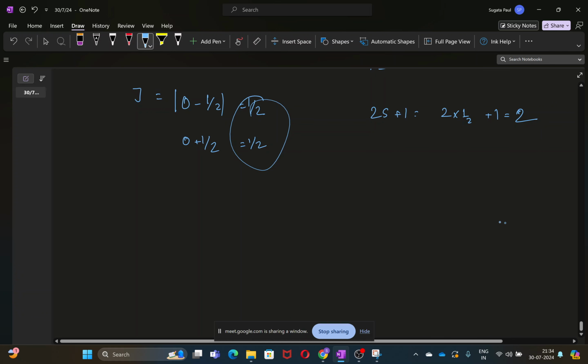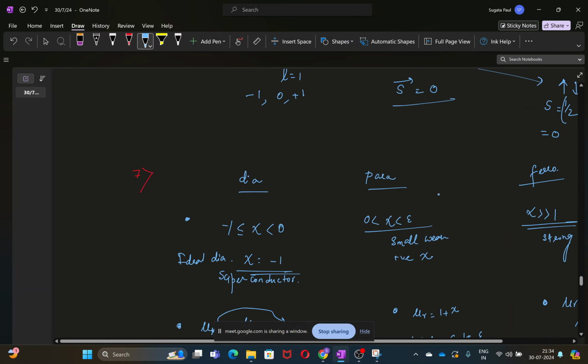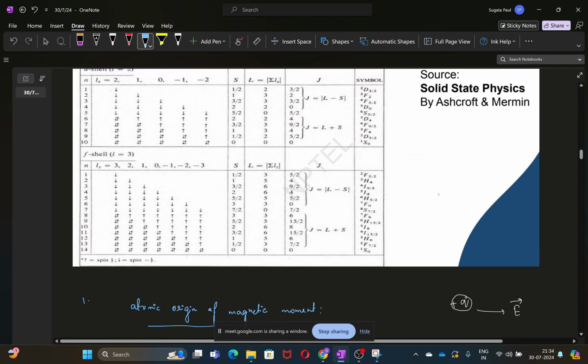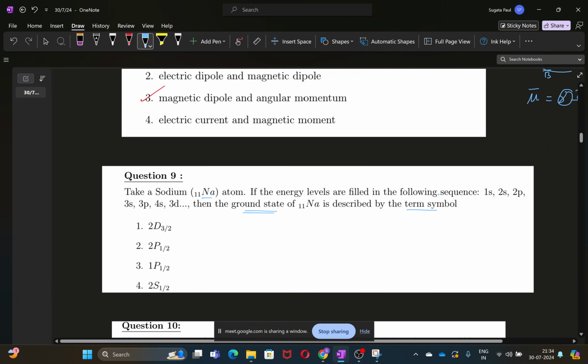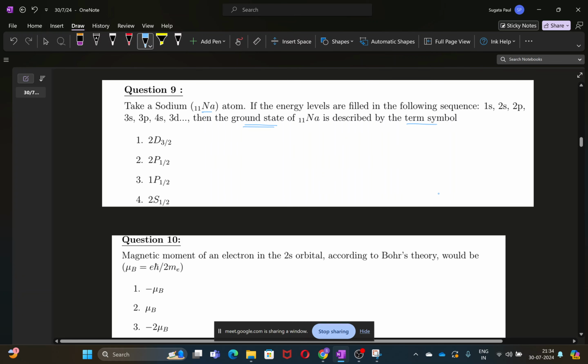And also the unpaired electron is sitting in the L equal to 0 orbital. So that means the ground state will be, for L equal to 0, capital S. And the superscript is 2S plus 1, which is nothing but 2 in this case. And the subscript is J, which is nothing but half in this case. So for sodium atom, this is the ground state, that is 2S half. Let us check whether that option is given. Yes, so this option is given in option number 4. So we'll take option number 4.